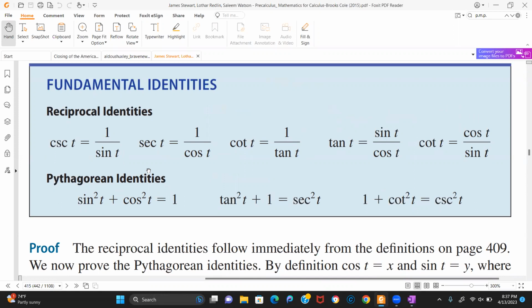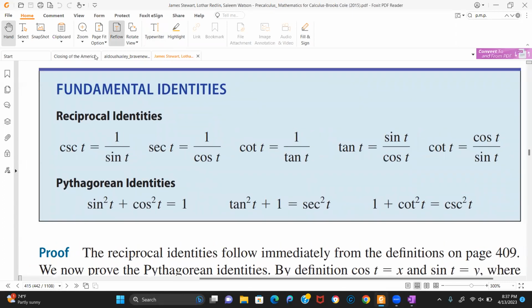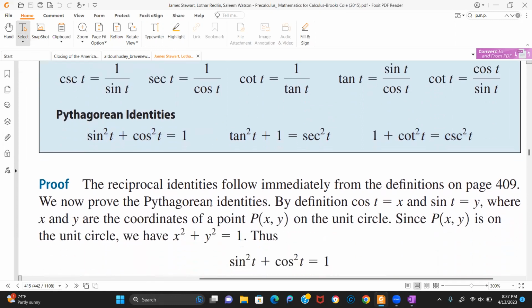Then we also have these ones. This first one is probably familiar. This is the Pythagorean identity: sine squared plus cosine squared is equal to 1. And then these ones might not be as familiar, but these two right here, this one and this one, they follow from this first one. In fact, let's just quickly look through the proof right here.